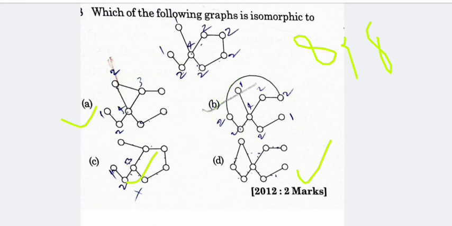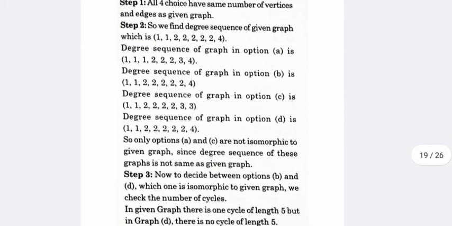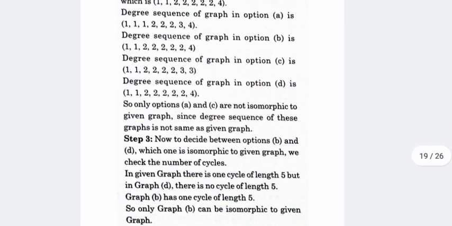This technique can also be used by you to remove all the wrong options and find the correct answer. This is good, but you also have to apply all the rules of isomorphic graphs and identify the correct answer. Based on the degree, options A and C are not isomorphic to the given graph, since the degree sequence is not the same. Now options B and D may be isomorphic to the given graph.